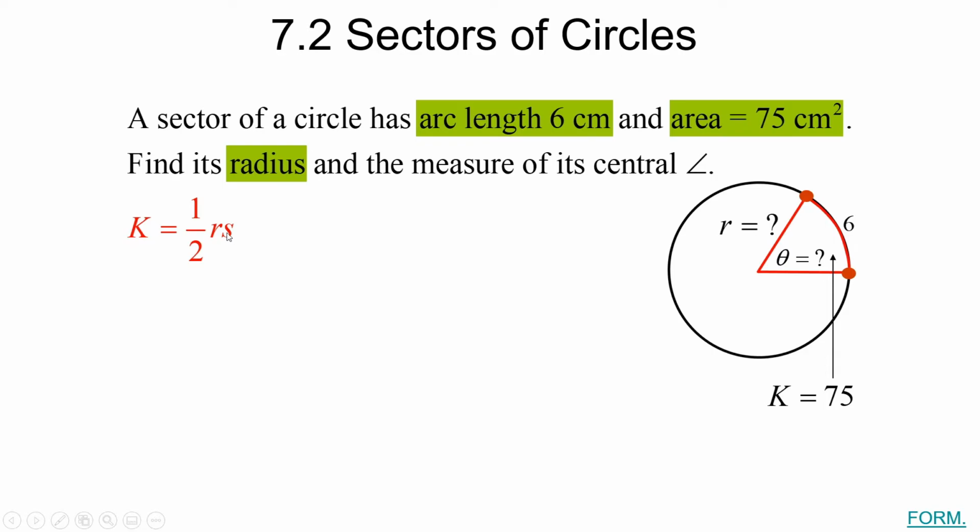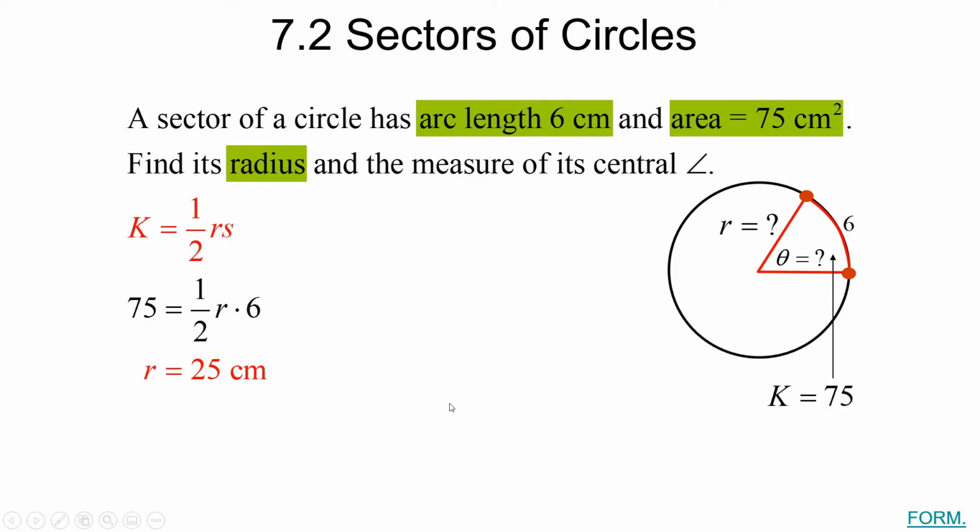And now let's plug in what they gave us. So K, they said, was 75. And the arc length they told us was 6. And now let's solve that for the radius. So 6 divided by 2 would be 3. So 3 times r. Let's divide both sides by 3 to get r equals 75 divided by 3. And that would be 25. And that's 25 centimeters too. Hey, I've got the units in there.